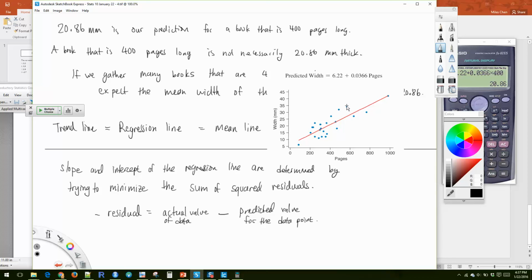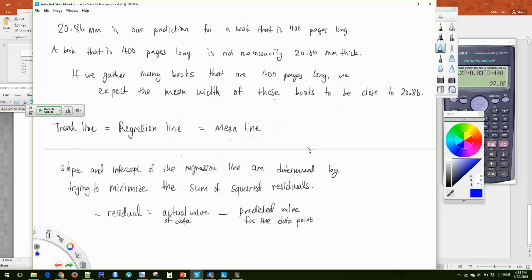Basically, if we look at this data point here, according to the trend line, we're predicting that the data point at 600 pages should have this thickness. The actual data value is up here. It's thicker than what we predicted. So this vertical distance, that is our residual. And what the best fit line does is try to minimize the sum of squared residuals. We square the residuals, and we're trying to minimize the total sum of those.